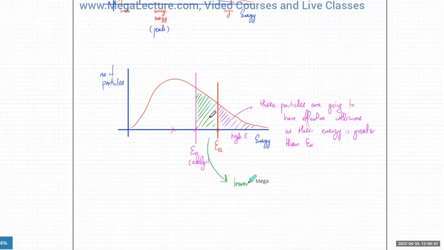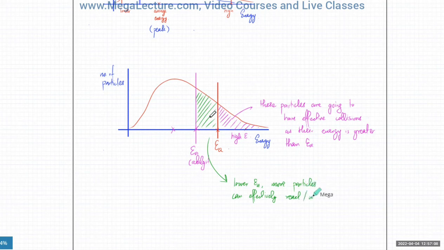So if you have a lower EA, more particles can participate in the reaction, they can react effectively. Can effectively react and collide.